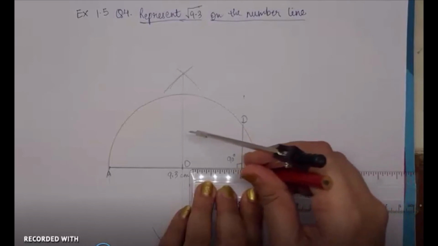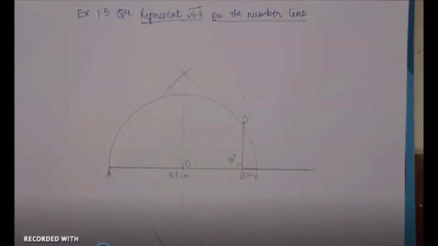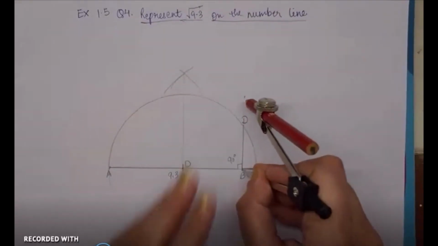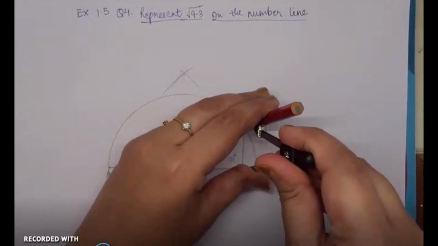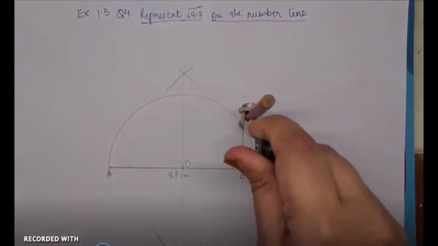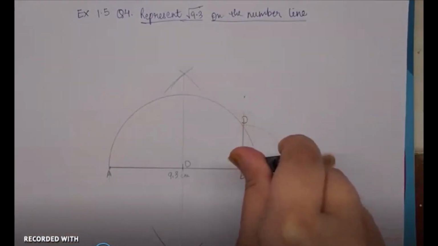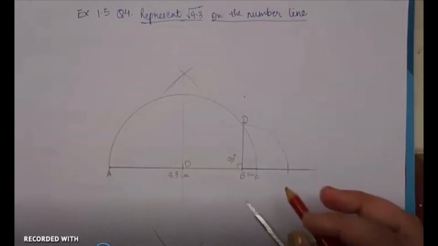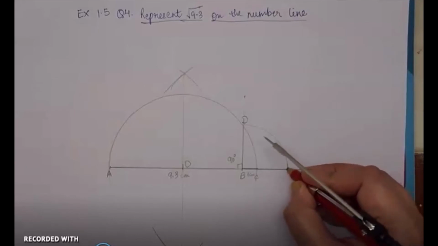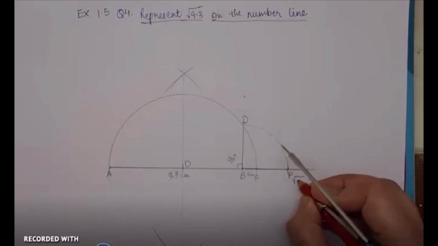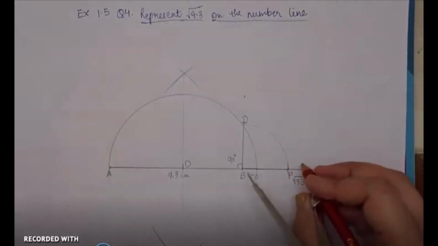So I will extend this line. AC will be extended. Then I will take B as the center, BD as the radius, and I will draw an arc such that this arc should intersect the number line. Now wherever this arc will intersect the number line, that point will give me the square root of 9.3. So I'm marking that point as P. That point P will be root of 9.3.